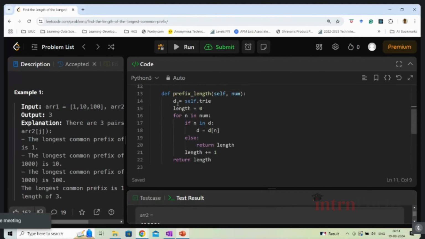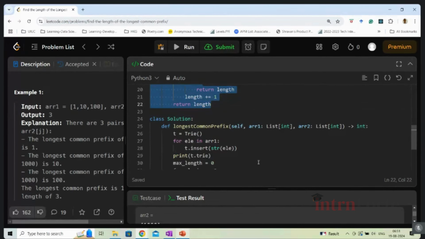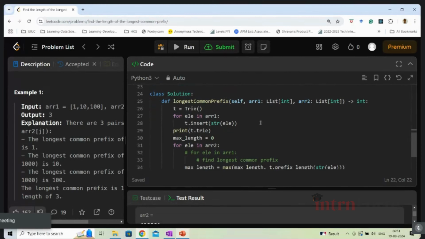Then what we would be doing is this function, prefix length. Now this is something that we look at when we're looking at the main code. All right. So the idea is that we take one of the arrays and we convert each number in that array to a string and insert it into the trie data structure. So basically we form a trie data structure out of one of the arrays, right? So now we have represented all the elements in array one using a trie data structure.